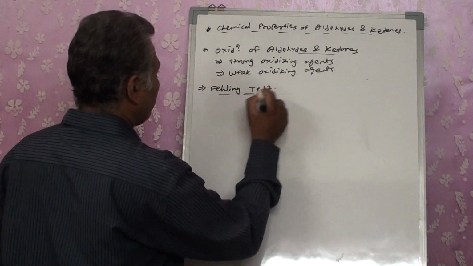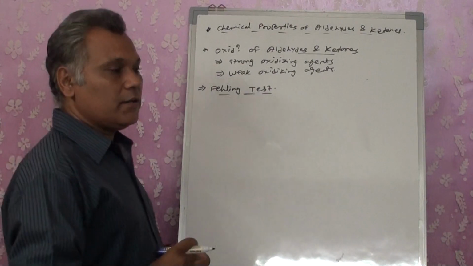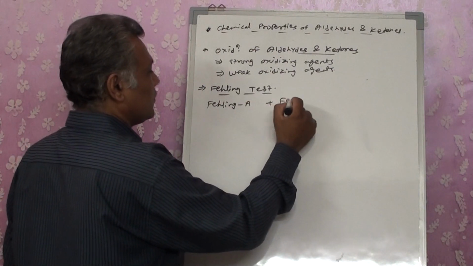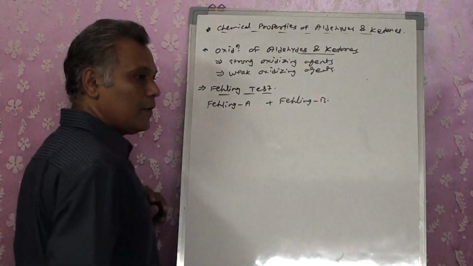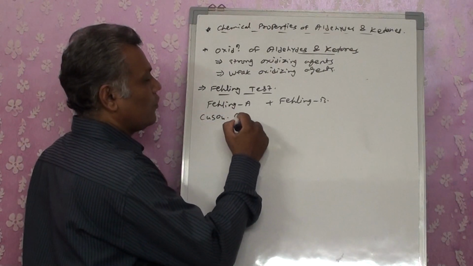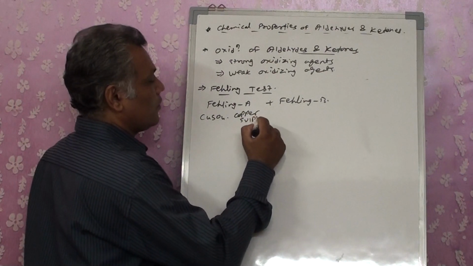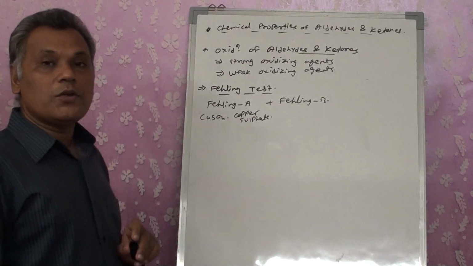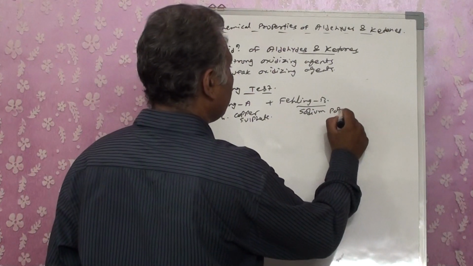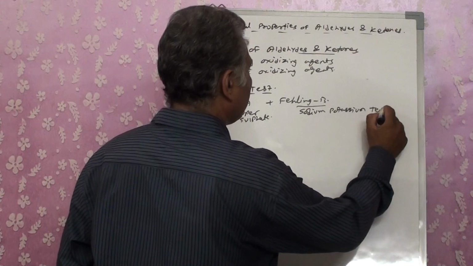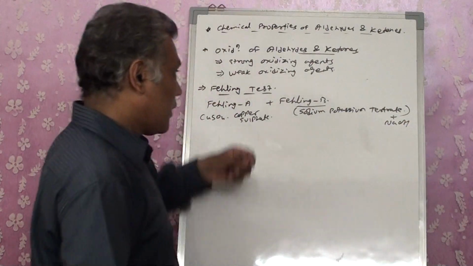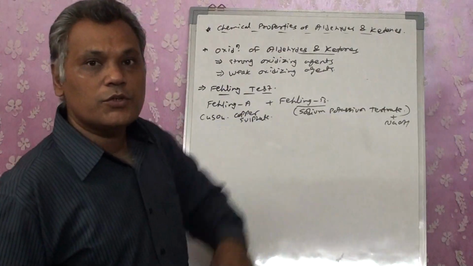Fehling test. Now for this Fehling test, the solution has two components: Fehling A plus Fehling B. Fehling A is specifically CuSO4, copper sulfate, while Fehling B is sodium potassium tartrate plus sodium hydroxide. Completely, Fehling B is sodium potassium tartrate plus sodium hydroxide.